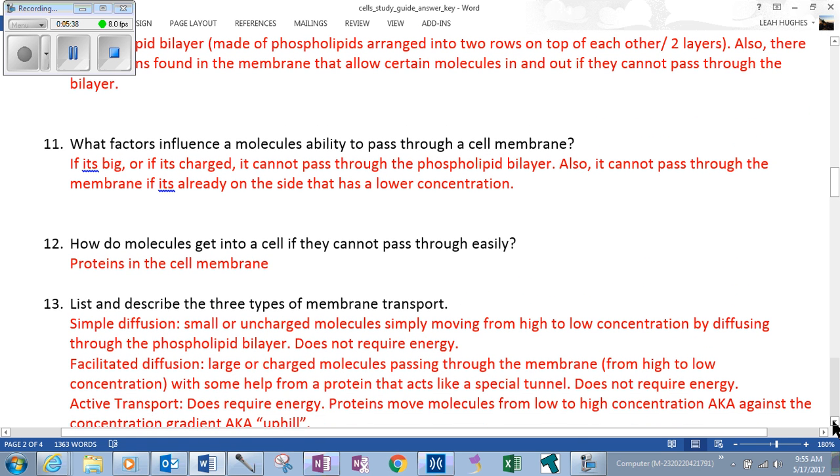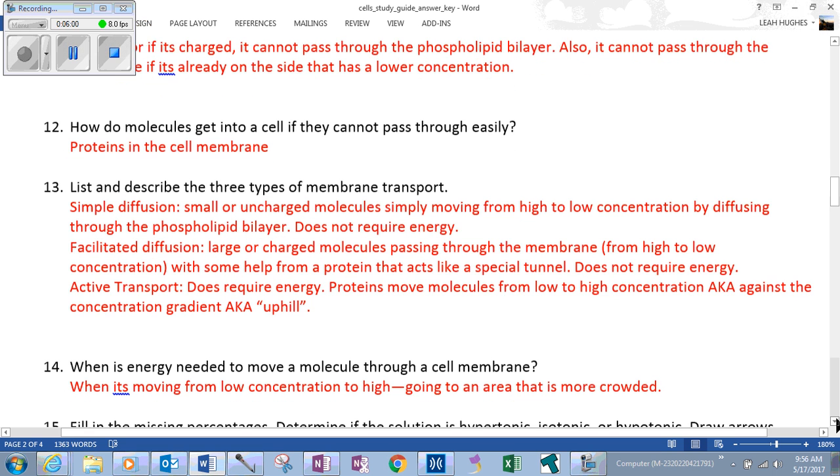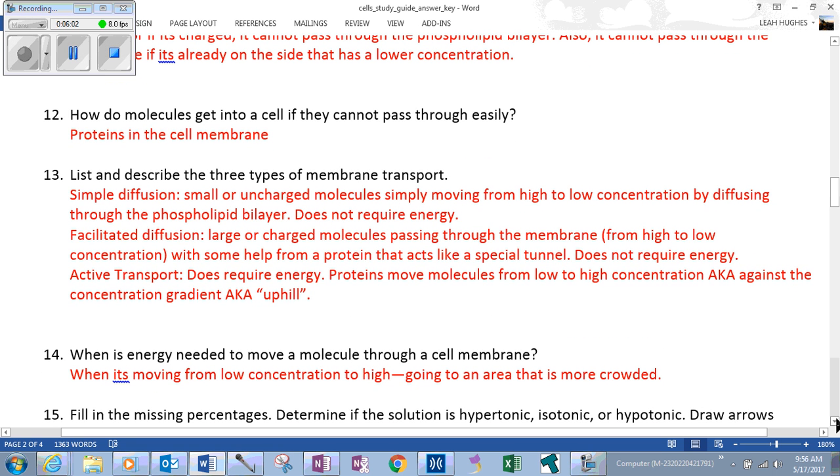Number 11. What factors influence a molecule's ability to pass through a cell membrane? If it's big or if it's charged, it cannot pass through the phospholipid bilayer. Also, it cannot pass through the membrane if it's already on the side that has the lower concentration. How do molecules get into a cell if they cannot pass through easily? Proteins in the cell membrane.